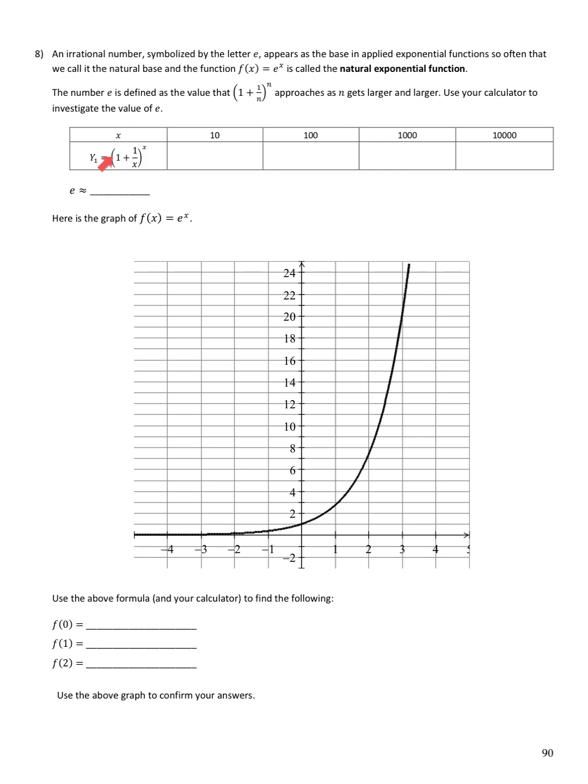So we're going to use our calculator to investigate the value of e. I'm going to evaluate 1 plus 1 over x to the x for some different x values. I'm going to start with 10. So I'm evaluating 1 plus 1 over 10 to the 10th, and that comes out to approximately 2.59. Then I'm going to do the same thing for 100: 1 plus 1 over 100 to the 100, and that comes out to approximately 2.70.